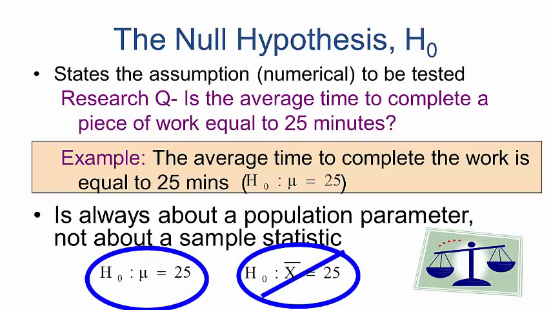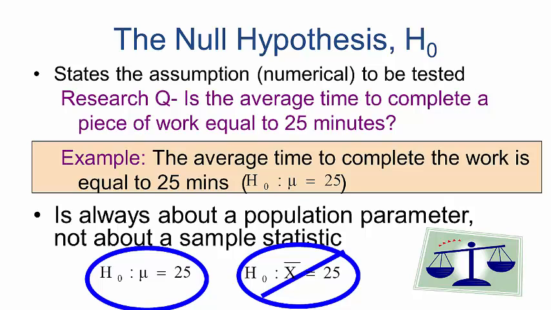With our hypotheses, we should consider these in terms of pairs. There is a null hypothesis and an alternative hypothesis. The two hypotheses are exhaustive, meaning that they are exact opposites. For the research question about the average time to complete a piece of work, the null hypothesis would be H0 colon mu equals 25 minutes.